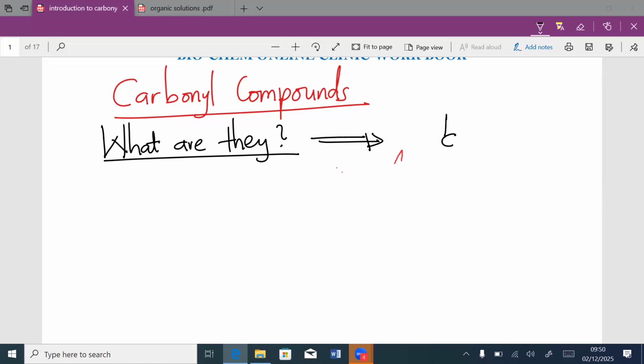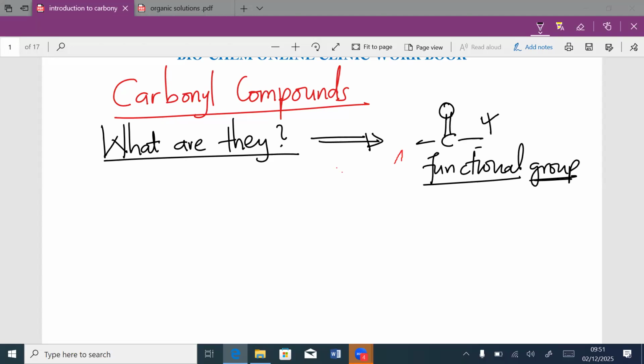They have this as their functional group. In other words, a carbon atom which is bonded to an oxygen atom. So this is serving as the functional group of these carbonyl compounds. And those of you who studied your senior 5 very well, you know that a functional group is the most reactive part of an organic compound. So long as you see a compound which has this functional group, just group that compound as a carbonyl compound.